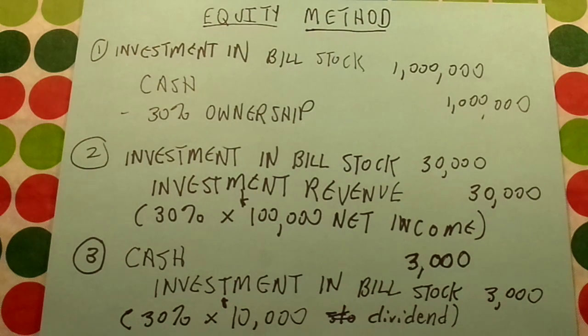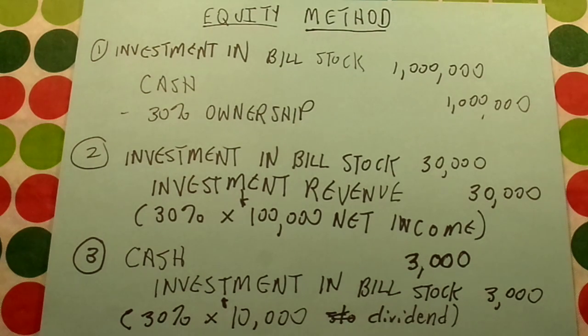So you might think of our company here as ABC. Don't get hung up on the bills. So we might be doing accounting for the ABC company. The ABC company buys Bill's stock, buys 30% of it. That's not a controlling influence, but it is significant influence. So we debit investment in Bill's stock by $1 million, credit cash $1 million.